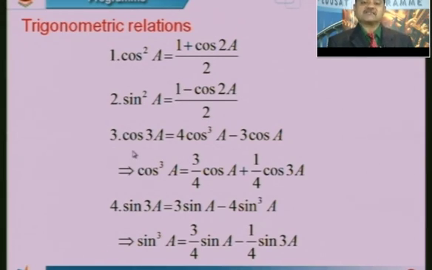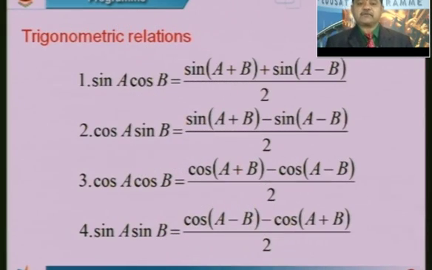Then cos cube: directly the formula is not available for cos cube. We know the relation cos 3a equals 4 cos cube a minus 3 cos a. From that I can find out what is cos cube a. Similarly, from the expression for sin 3a, I can find the formula for sin cube a. These are all power results.